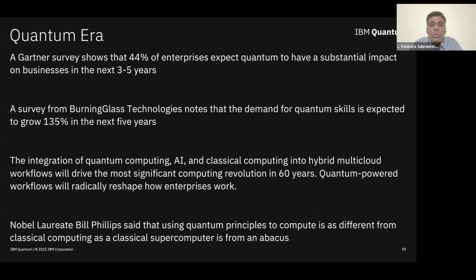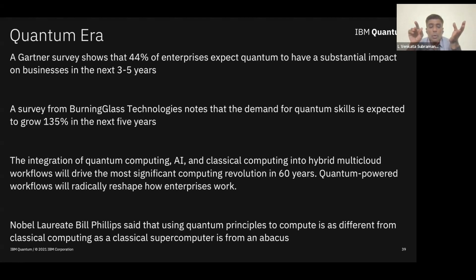Many industries have shown, surveys have shown that quantum is going to have a substantial impact. Many businesses believe that the demand for quantum skills is growing. In India itself, we are seeing that there are a lot of jobs now getting listed for quantum computing. And, as I said, quantum computing, AI, classical computing, it's all going to come together, right? So you now have to build these hybrid systems over the cloud, which will power these new enterprise workflows, right?